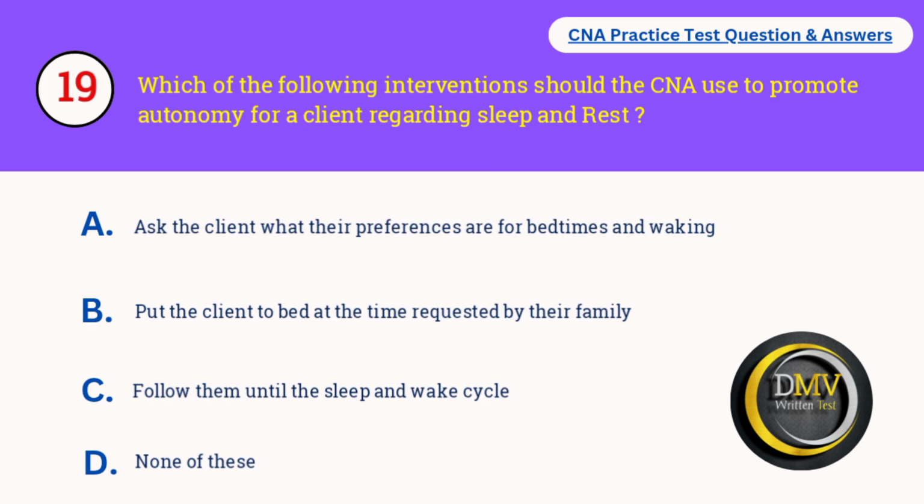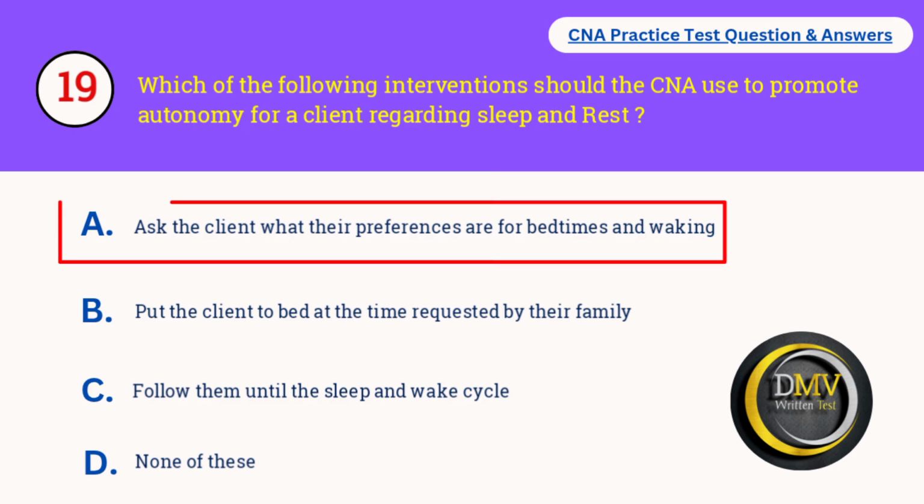Question 19. Which of the following interventions should the CNA use to promote autonomy for a client regarding sleep and rest? A. Ask the client what their preferences are for bedtimes and waking. B. Put the client to bed at the time requested by their family. C. Follow the facility's sleep and wake cycle. D. None of these. Correct answer. A. Ask the client what their preferences are for bedtimes and waking.